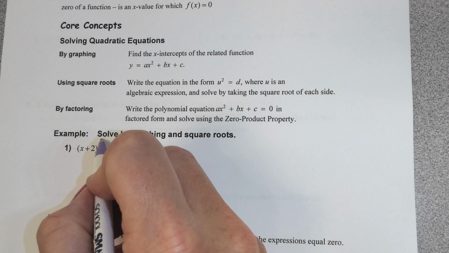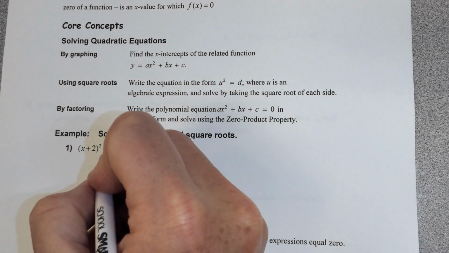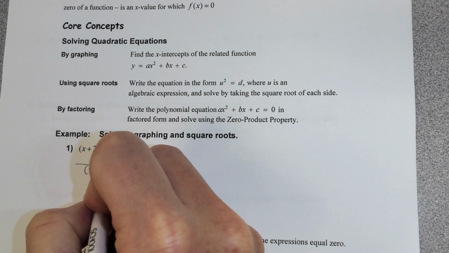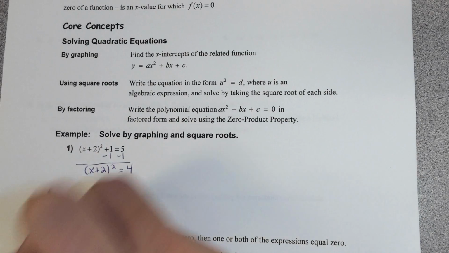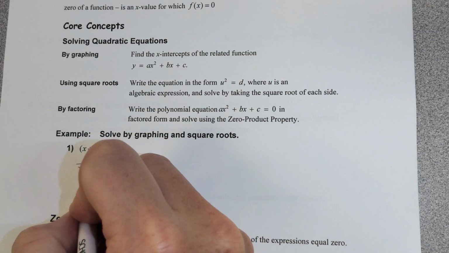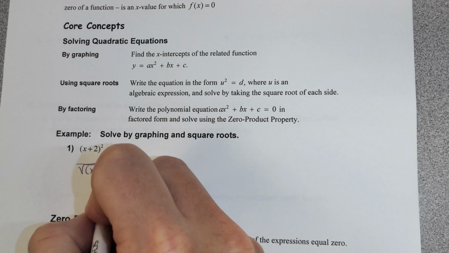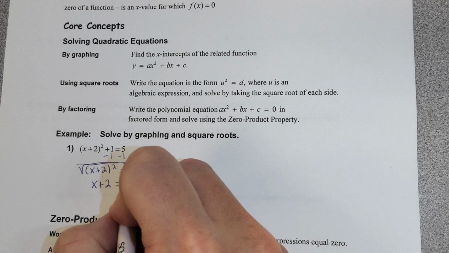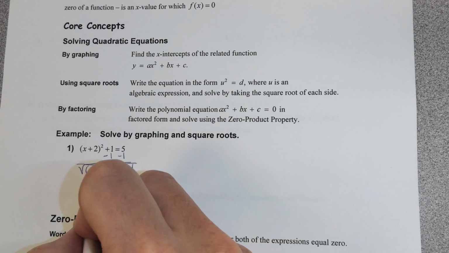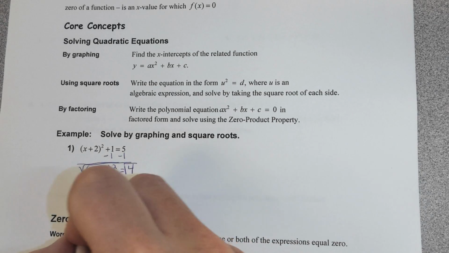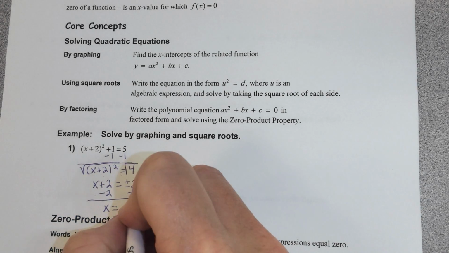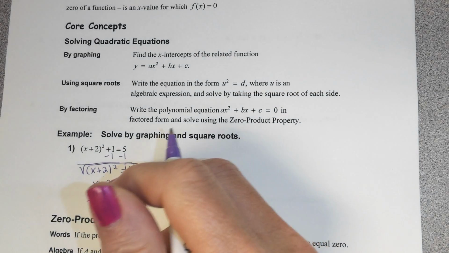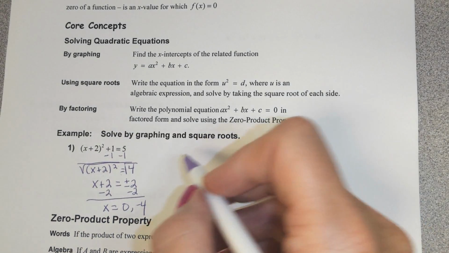So we're going to start by solving this by square roots. Because I have a quantity squared, I'm not going to multiply that out. I'm just going to subtract 1 from both sides. That's going to give me (x plus 2) squared equals 4. I would now take the square root of both sides. The square root of something squared is just x plus 2. The square root of 4, because it's an equation, could actually be positive or negative 2. Therefore, I would now subtract 2 from both sides, and I would have x equals 2 minus 2 is 0, and negative 2 minus 2 is negative 4.